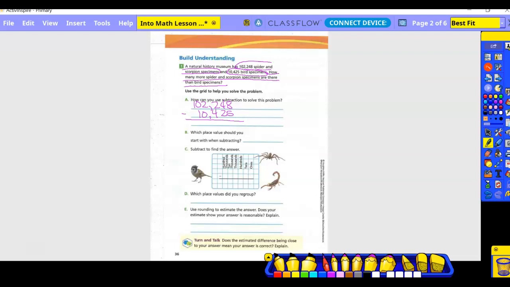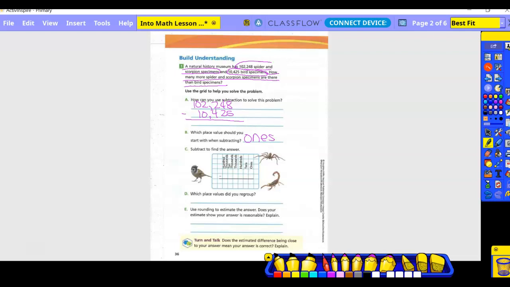Okay, so they want to know which place value we would start with. What place value would we start with? Do we work left to right or right to left? Right to left. So what is the furthest place value on our right? The 5 and the 8. But what place value is that in? The ones. Okay. So we're going to start with the ones place value.